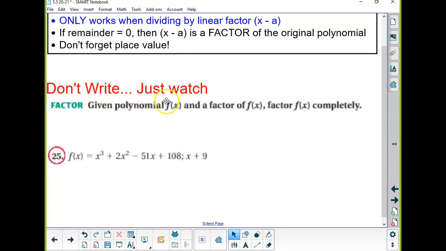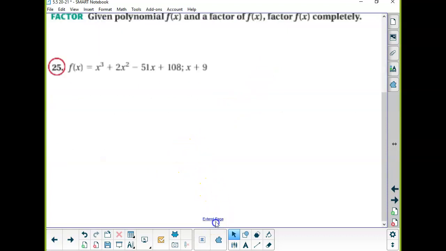It says, given the polynomial f of x and a factor of f of x, factor completely. Well, look at this. If this piece right here is already a factor, what do you expect to get as a remainder? 0, right? If you have a 0 remainder, then whatever you divided by is a factor. So if they tell us it's a factor, then I should expect to get a 0 remainder.